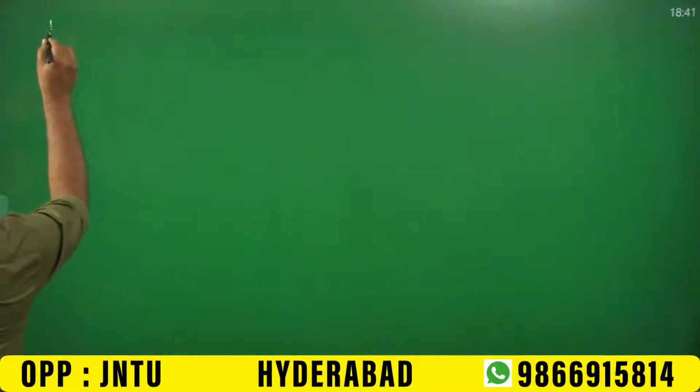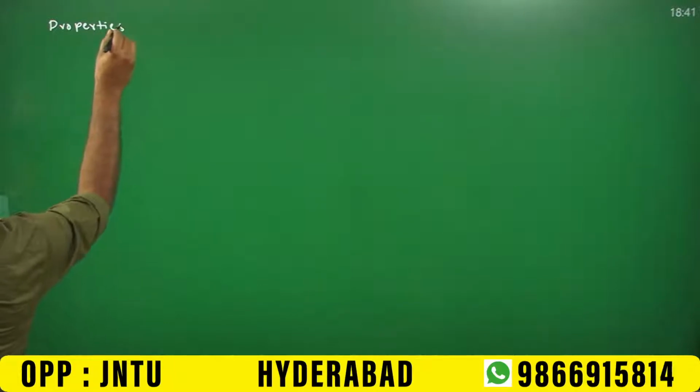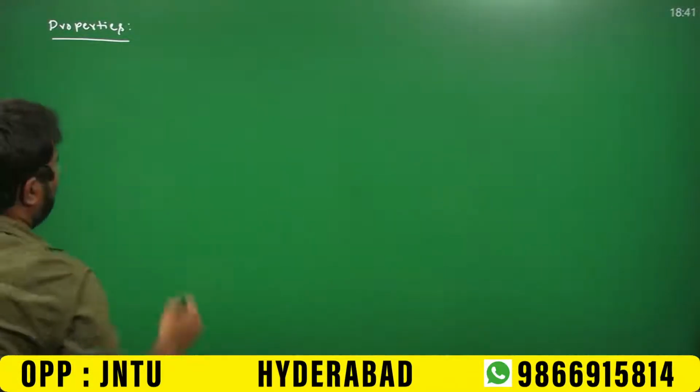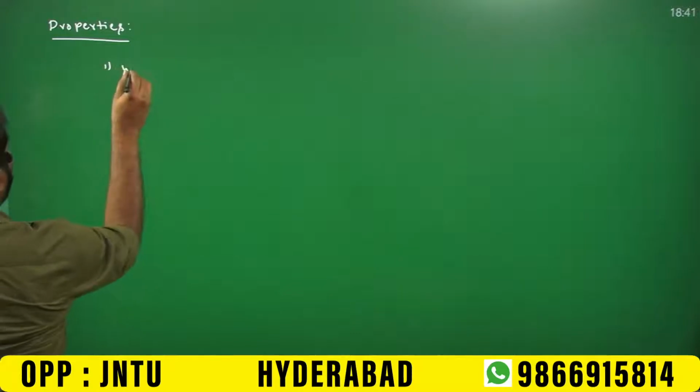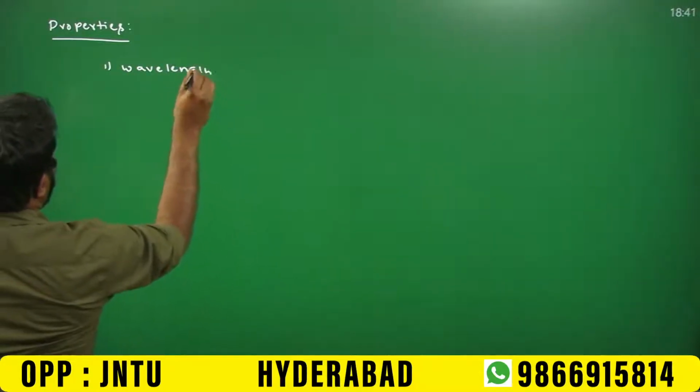So coming to the properties of EMR, electromagnetic radiation. What kind of properties can you find? Measurable properties. The first one is wavelength. What is the meaning of wavelength, Ra?